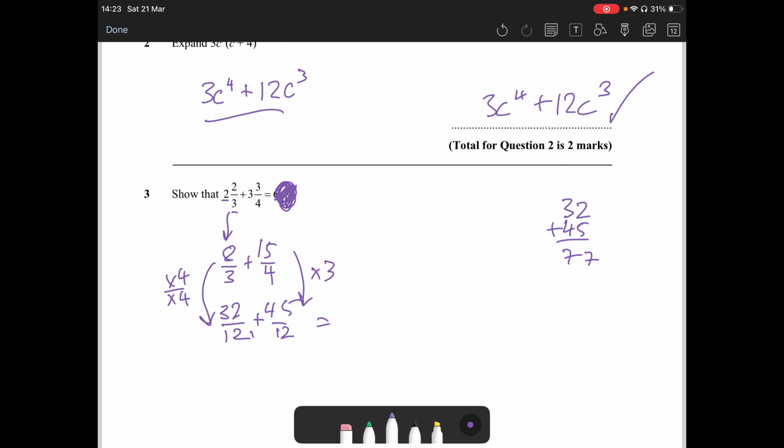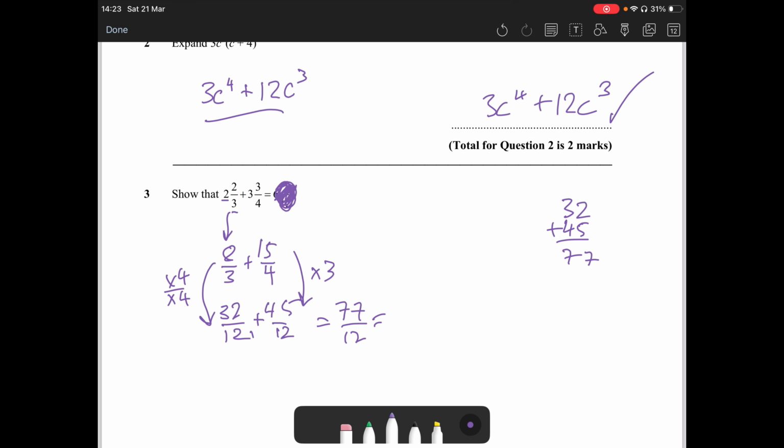77. So 77 over 12. How many 12s go into that? Well, 72. Why have I got a feeling I've got this wrong again? 8 times 4 is 32. Yeah. So how many? Right.